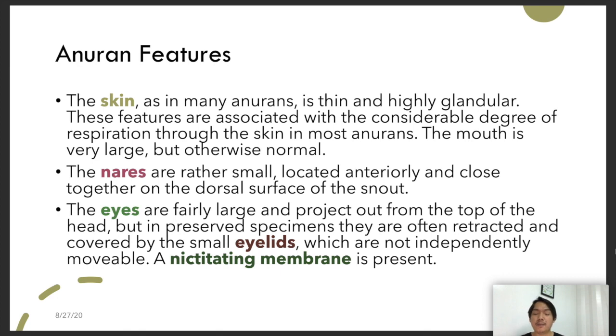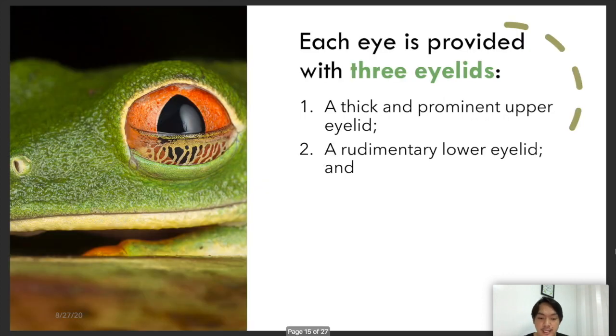Okay, very special for anurans, because they have no eyebrows, they don't have hairs, and there will be nothing to protect their eyes from any harm, from any dust. So a nictitating membrane is present. Okay, we'll discuss that one later. So these are just some of the features: the skin, the nares, and the eyes.